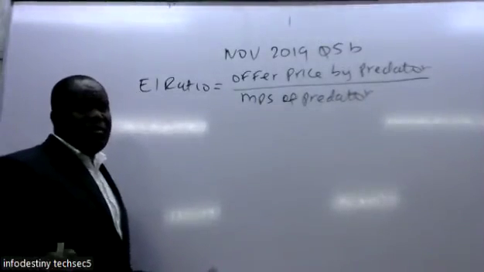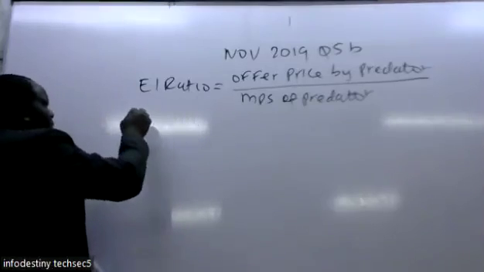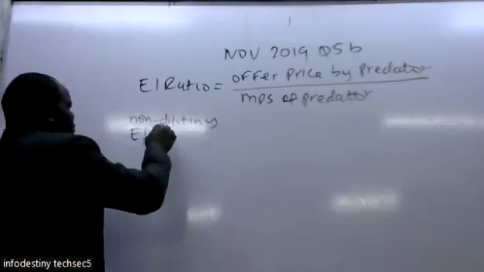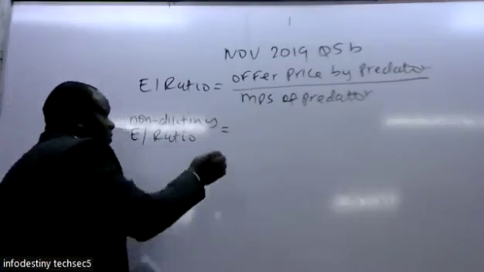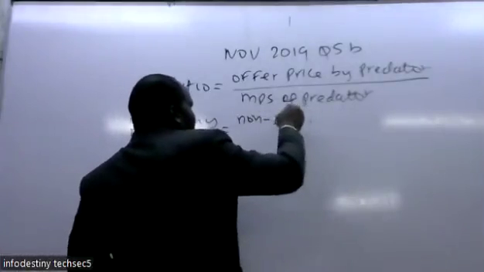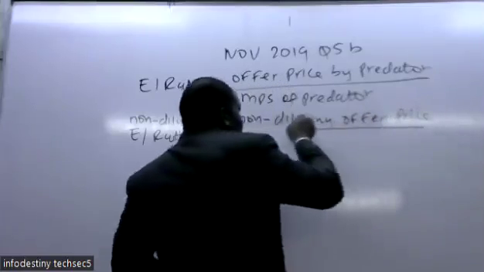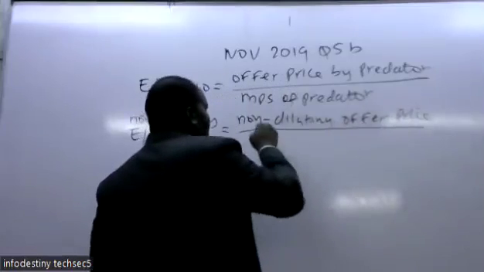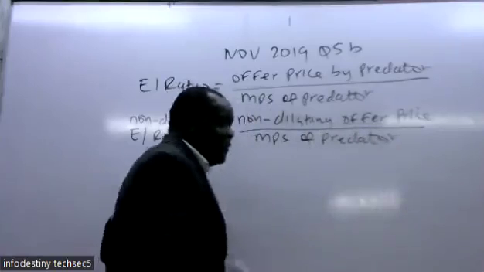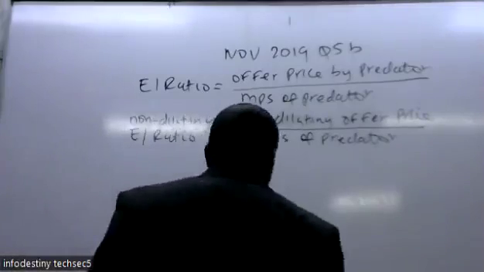But now they are talking about a non-diluting exchange ratio. To calculate the non-diluting exchange ratio, it will now be the non-diluting offer price divided by the market price per share of the predator. That is how we shall calculate it, so we need to calculate the non-diluting offer price.